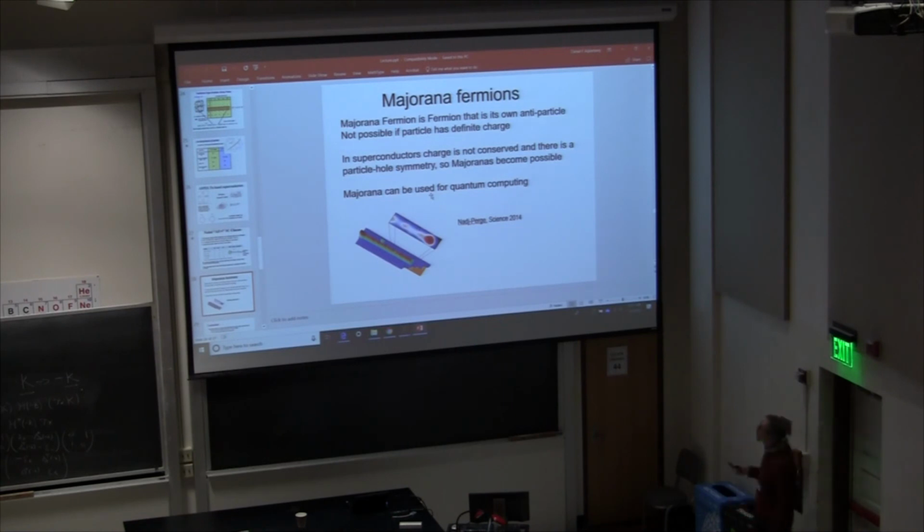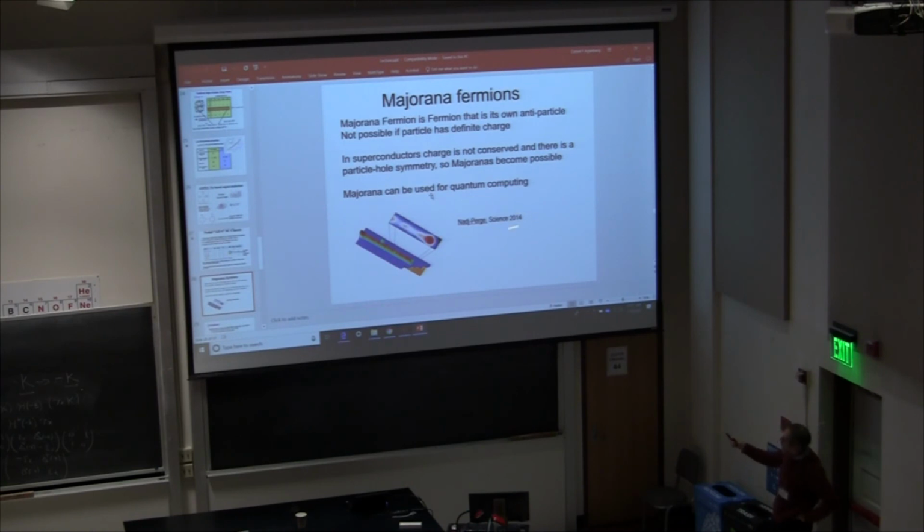However, in a superconductor, I pointed out there is this particle-hole symmetry built into the Hamiltonian, and that's always there. And that means, in fact, that it is possible to create excitations that have zero charge. And so then when you take the antiparticle, it can be its own antiparticle. And you may have heard that these can be useful for quantum computing. And so there's been a massive hunt for looking for these Majorana fermions.